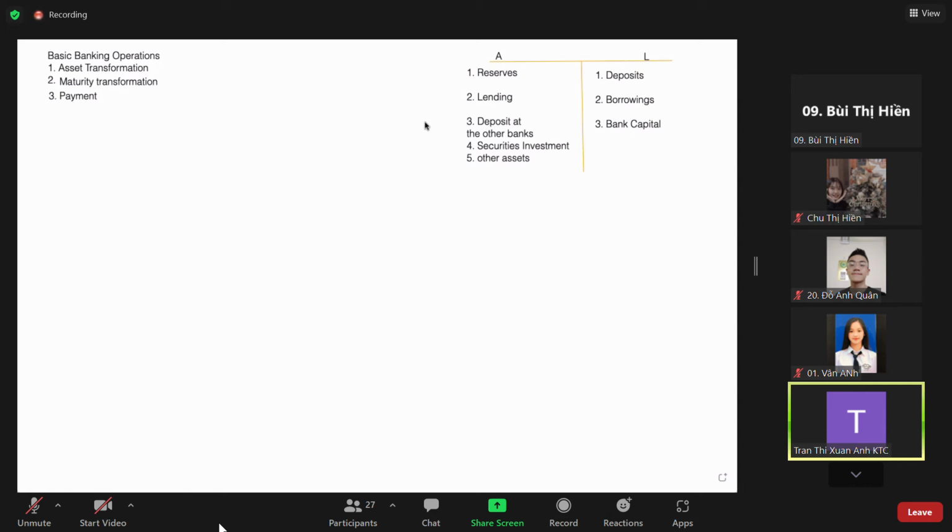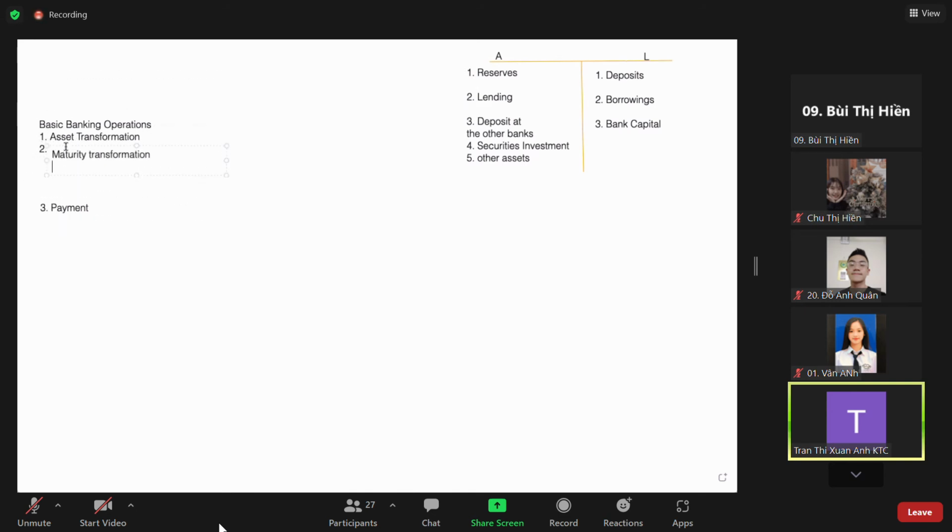Okay. Asset transformation, this one is the easy one. Then we will move to the bank management. So for the first one, basic banking operation, what do they mean by telling this?